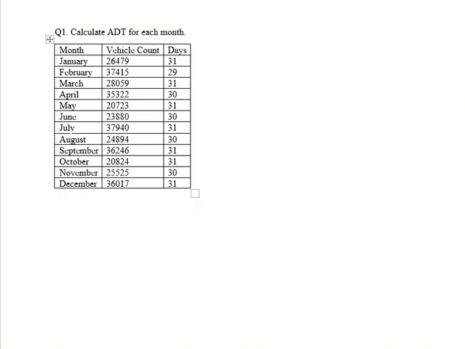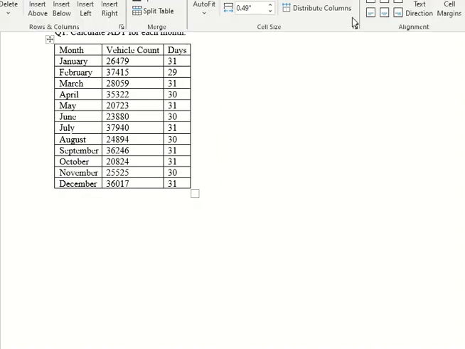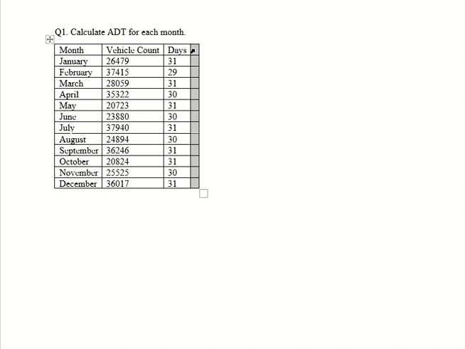This problem is from the other section and it's very similar to the one which I gave in the previous section. You now have to calculate ADT instead of AWT. So instead of weekdays, you will use the full number of days. So we have ADT here.